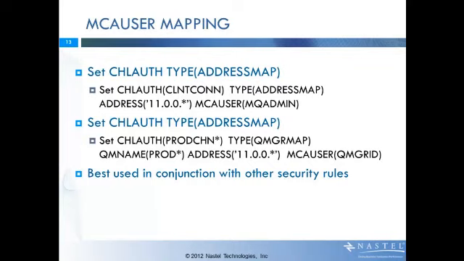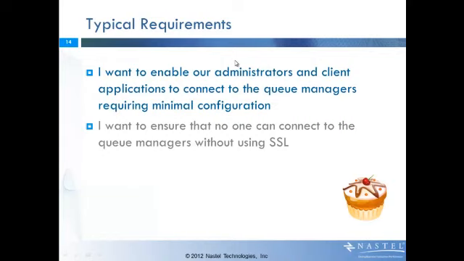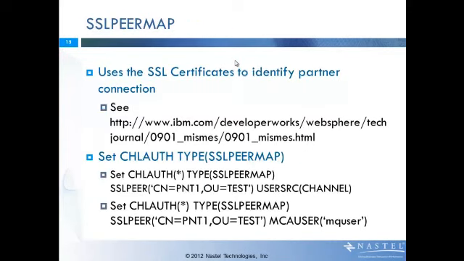Similarly, in the bottom example, we've got another channel. Here we've specified again our IP address range, but we're using a queue manager map, not an address map. This, of course, is used for queue manager to queue manager connections. Now, both of these are just fragments. You want to be using these with the other security definitions. And if we go back and look at our original requirements, not only do we want to make it easy to lock down, but we also had a requirement to be very secure, which we haven't touched on yet.